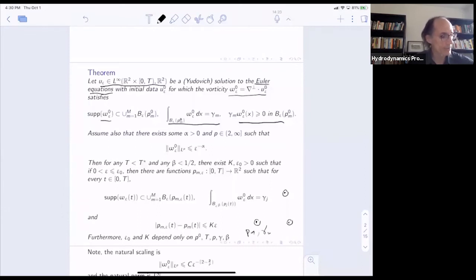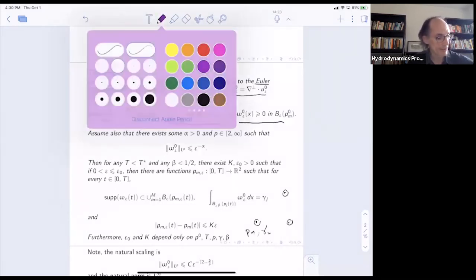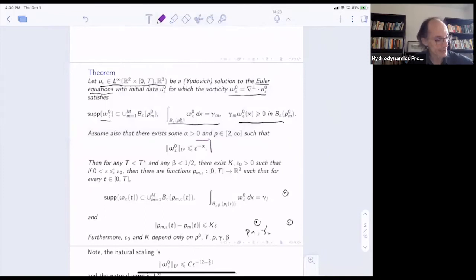The second condition is that I need some norm bounds, and these are pretty weak bounds. I'll say more about this, but I just need some L^p norm of the vorticity to be bounded by negative powers of epsilon. And here p is bigger than 2, for reasons we'll see.